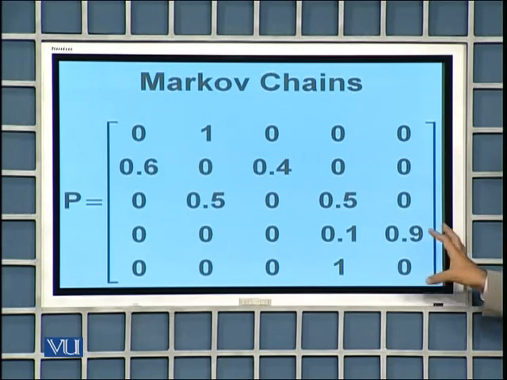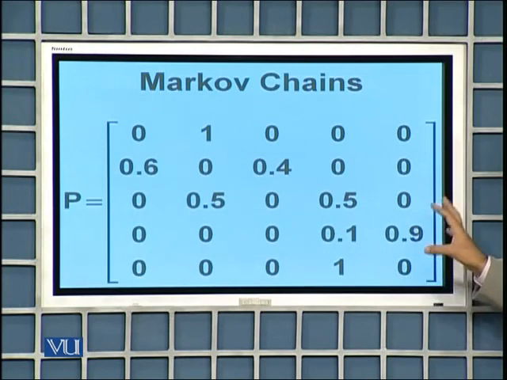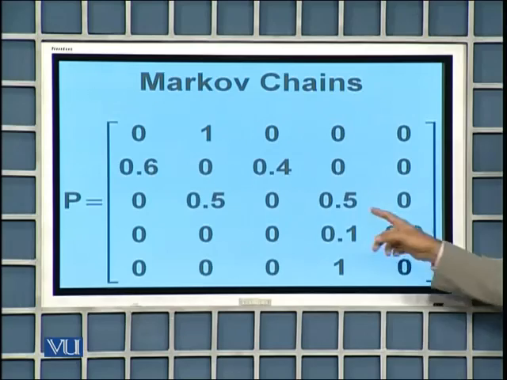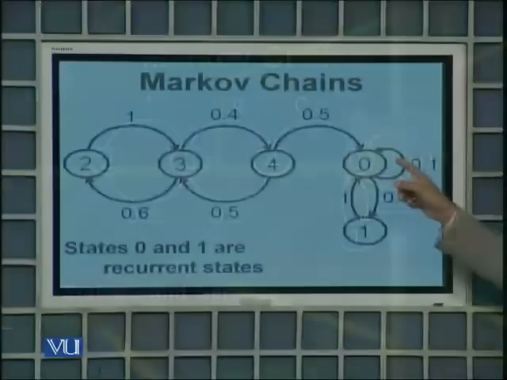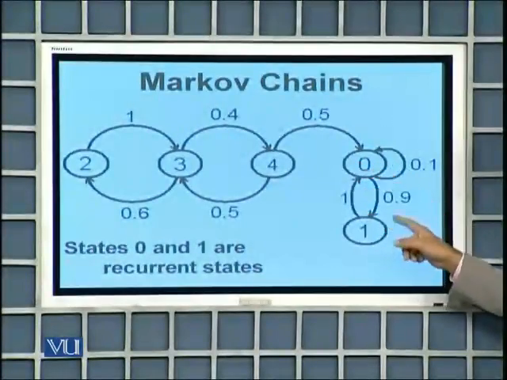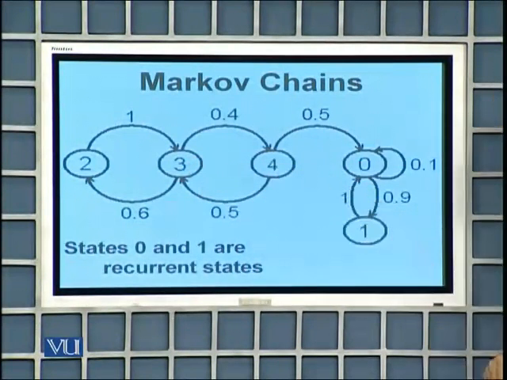There is a convention of putting the sub-matrix corresponding to the recurrent states in the top left-hand corner. That is, recurrent states are usually labeled first. If we do that, then this relabeled Markov chain is shown on your screen, and here state 0 and state 1 represent the group of recurrent states, and state 2, 3 and 4 represent the group of transient states.